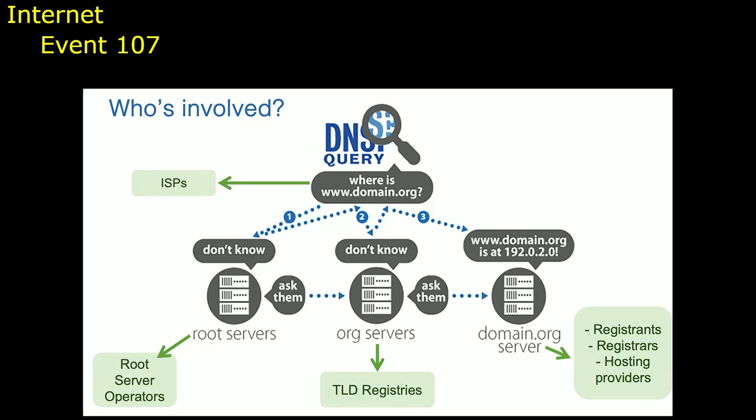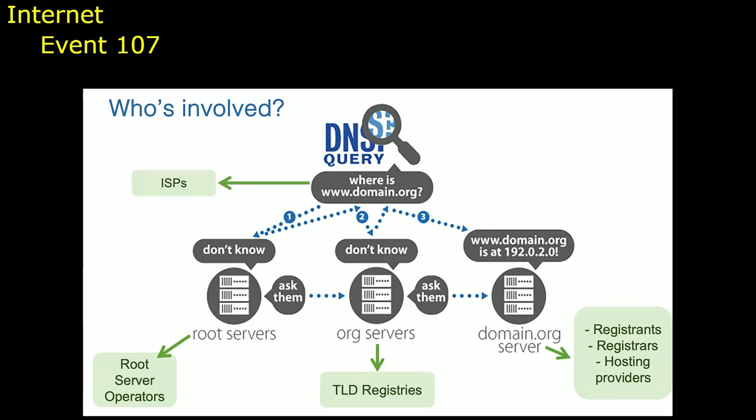Then after that, who operates the .org servers? They are the top-level domain registries. .org is operated by a company called Public Internet Registry, PIR. .com, which you may be more familiar with, is operated by a company called VeriSign. And there are also the country code top-level domains, like here in Japan, .jp. .jp is operated by a company called JPRS, and so on and so forth.